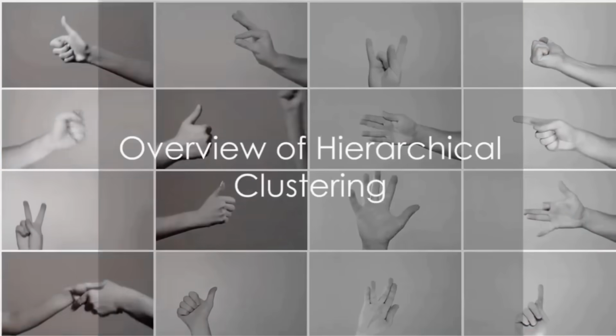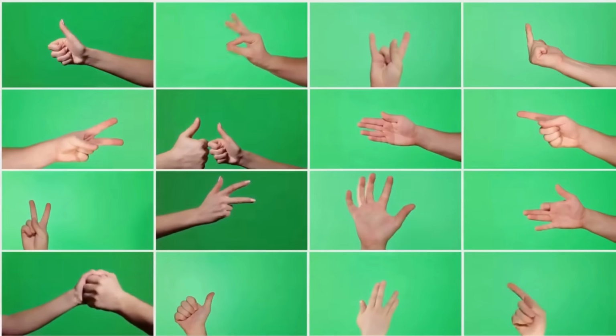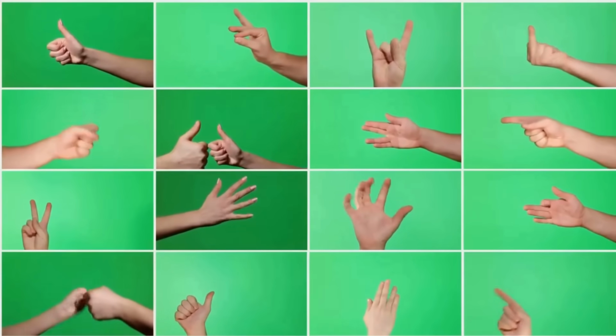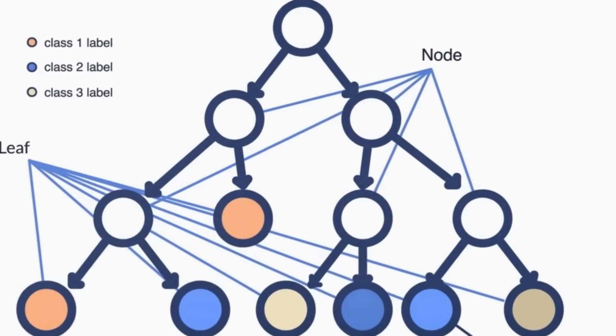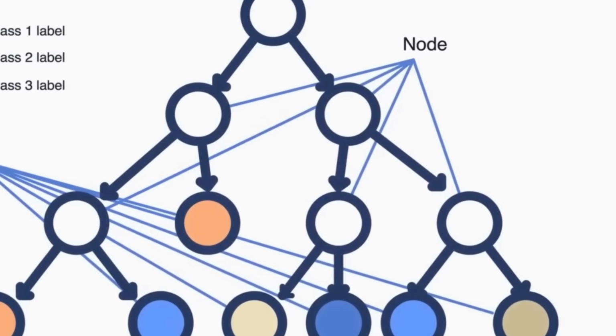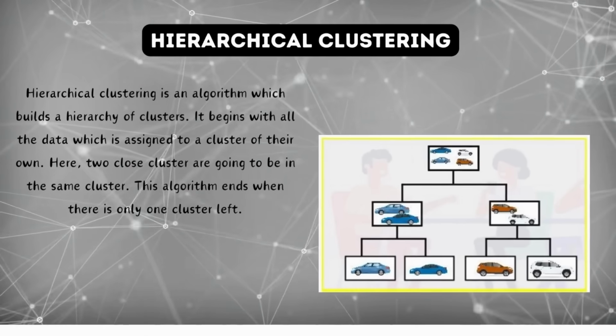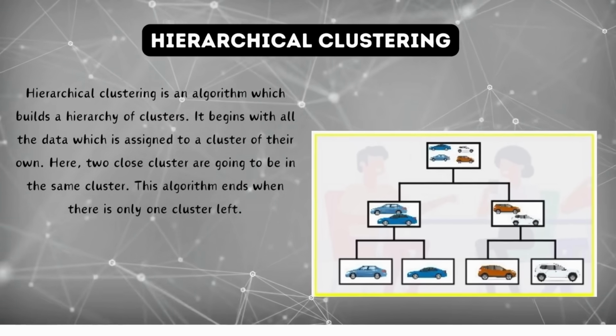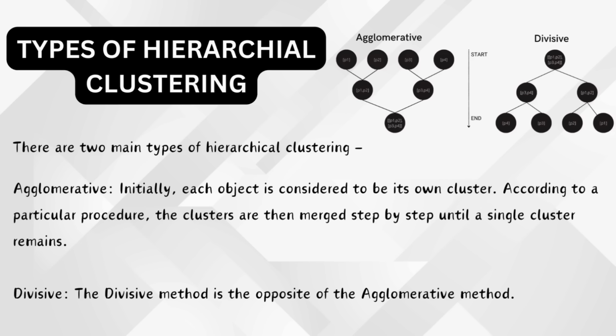Hierarchical clustering is a method of cluster analysis which seeks to build a hierarchy of clusters, thus its name. It's a strategy where we start by treating each object as a singleton cluster and then successively merge or split groups until we reach a certain end condition. There are two main types of hierarchical clustering: agglomerative and divisive. In agglomerative clustering, each object is considered to be its own cluster. According to a particular procedure, the clusters are then merged step by step until a single cluster remains. The divisive method is the opposite of the agglomerative method.